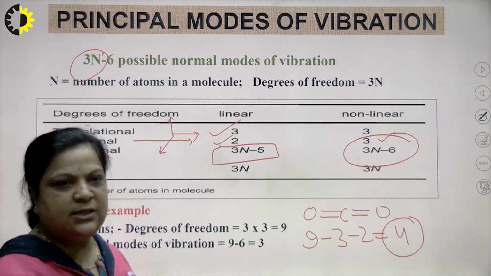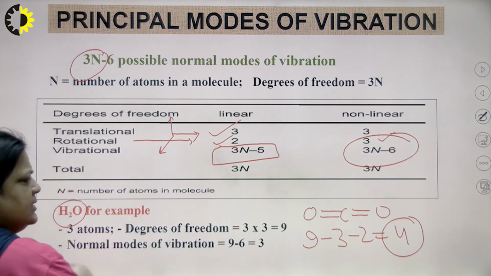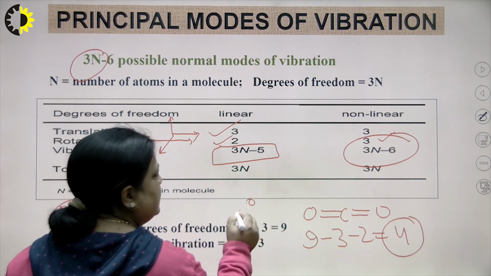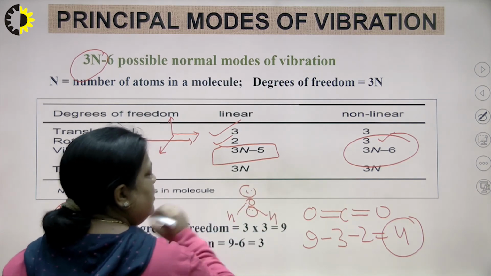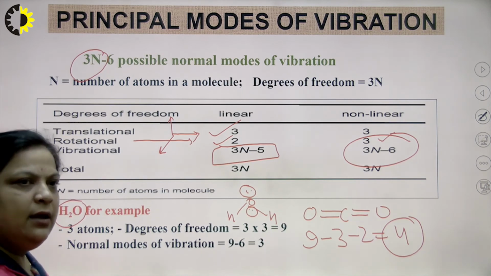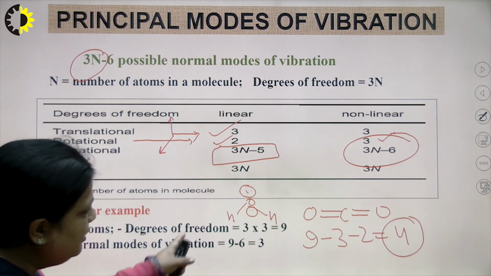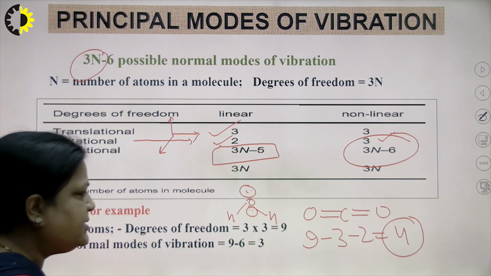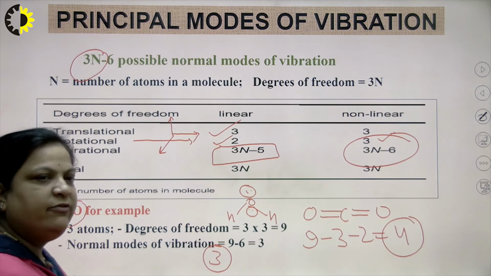But in the case of H2O, since H2O is a bent structure, meaning non-linear, and in the case of non-linear the modes of vibration will be 3n minus 6. The number of atoms is 3. So, 9 minus 6 will be 3. So, in this the modes of vibration will be 3.